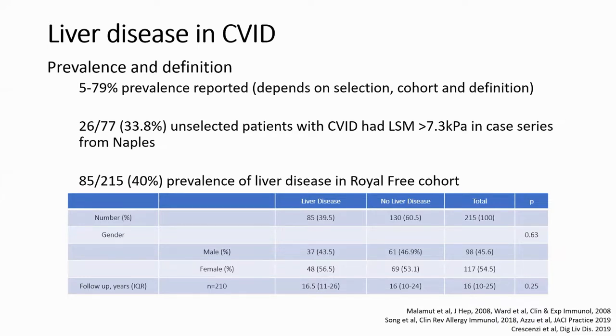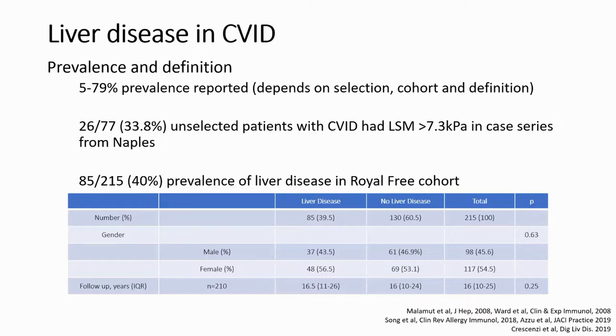The sort of working practice we use at the Free, and I'm sure it will vary from place to place, is essentially persistently abnormal liver tests or any imaging evidence of portal hypertension or imaging evidence of liver disease. So we use a very generous generic term to try and catch as many people as we can. So using that, about 40% of our cohort of patients with CVID have evidence of liver disease at the Royal Free, so sort of bang in the middle of the estimate published.